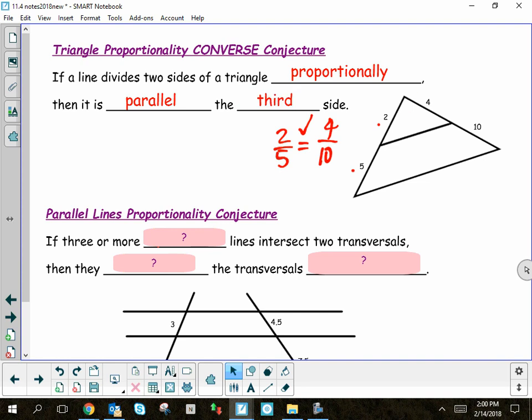So they won't mark it for you. You got to know this from now on. So if you see 2 corresponds to 5 and 4 corresponds to 10 the exact same way, then that forces these 2 to be parallel.